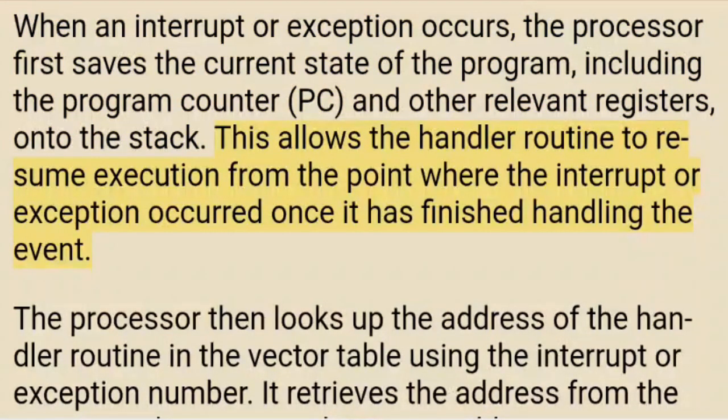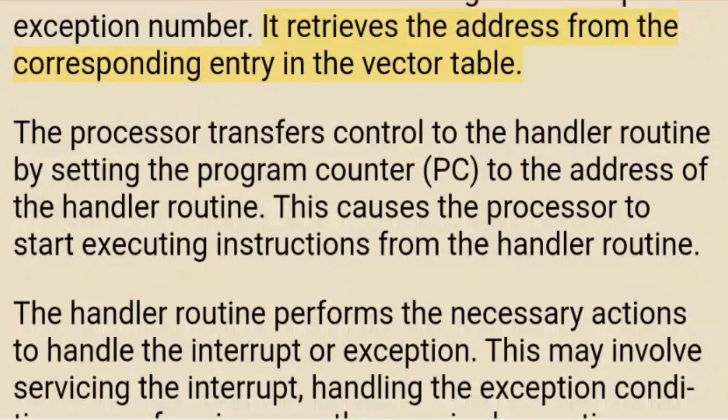This allows the handler routine to resume execution from the point where the interrupt or exception occurred once it has finished handling the event. The processor then looks up the address of the handler routine in the vector table using the interrupt or exception number. It retrieves the address from the corresponding entry in the vector table. The processor transfers control to the handler routine by setting the program counter (PC) to the address of the handler routine. This causes the processor to start executing instructions from the handler routine.